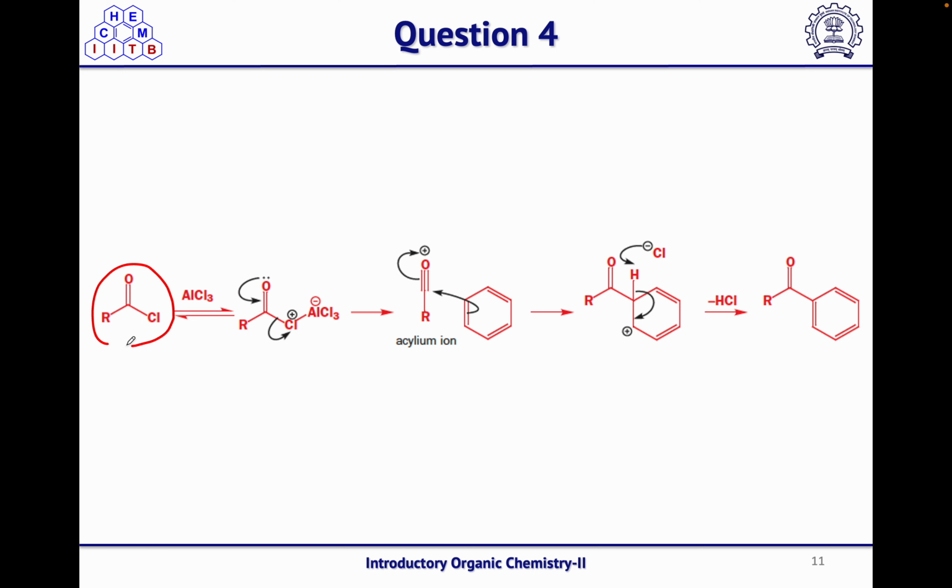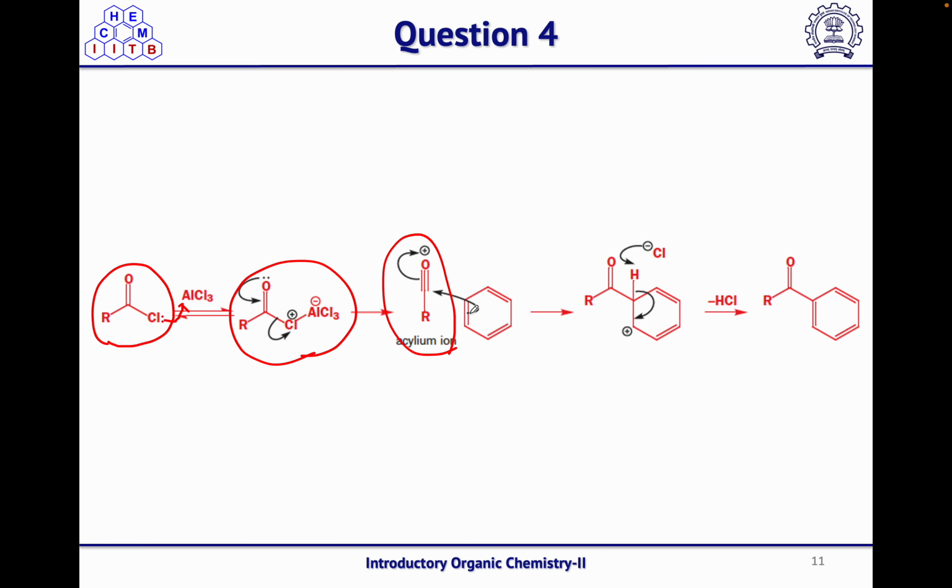We have acid chloride, and in presence of a Lewis acid like aluminium trichloride, the lone pair of electrons on this chlorine will form a bond with this aluminium, leading to formation of this species. Then the lone pair of electrons on oxygen pushes its electron density towards this bond, and this carbon chlorine bond will be broken, leading to formation of this acylium ion. Acylium ion is the intermediate in Friedel-Crafts acylation reaction.